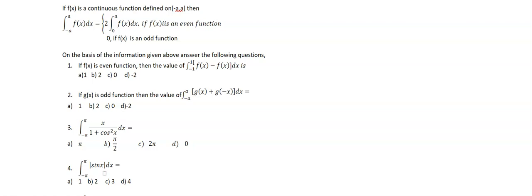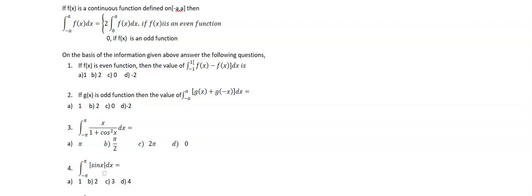Hello children, this case studies type of question deals with definite integrals. Let us look into the question. If f of x is a continuous function defined on the closed interval minus a comma a, then integration of minus a to a f of x dx is equal to 2 times integration 0 to a f of x dx if f of x is an even function, and 0 if f of x is an odd function. So this is a property.